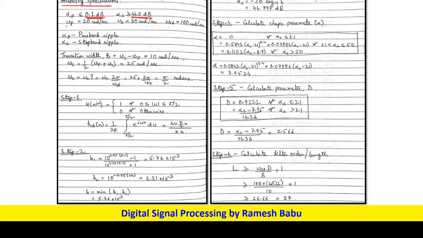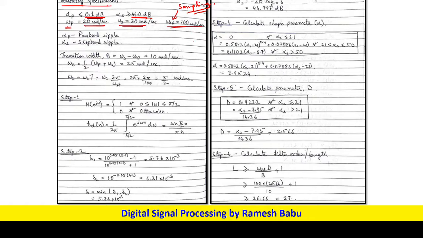Then what we have, omega p, the passband frequency we have already discussed, it is 20 radians per second, and then we have the stop band frequency which is 30 radians per second. Then we have omega sf, the sampling frequency, which is basically 100 radians per second.